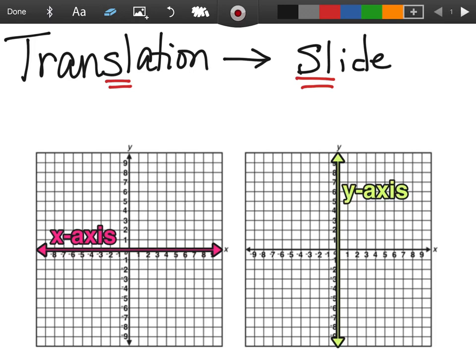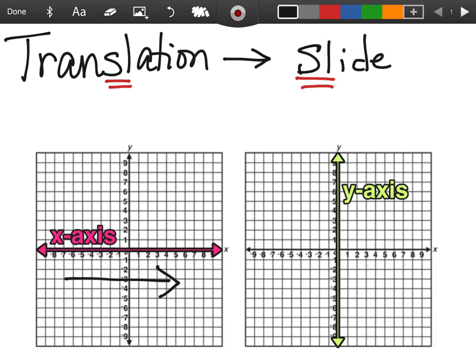Okay, guys, we are going to talk about translations today. Translations is one of the transformations that we have learned this year. And if you recall, translation has the SL in the word, and that means to slide. So we are going to take our picture and we are going to slide it either left and right or up and down our axis.